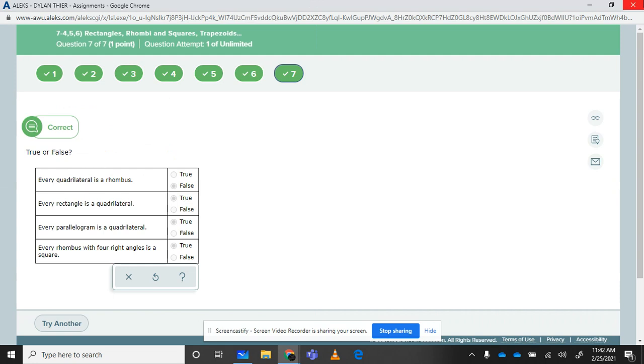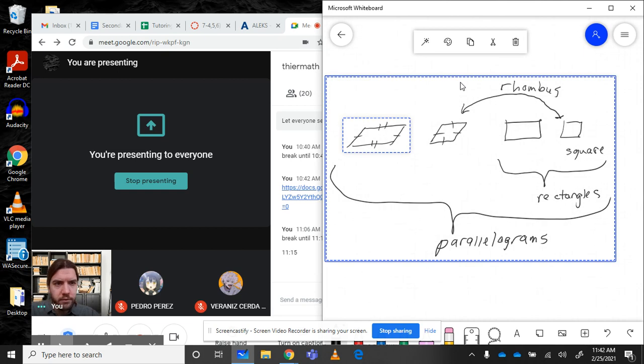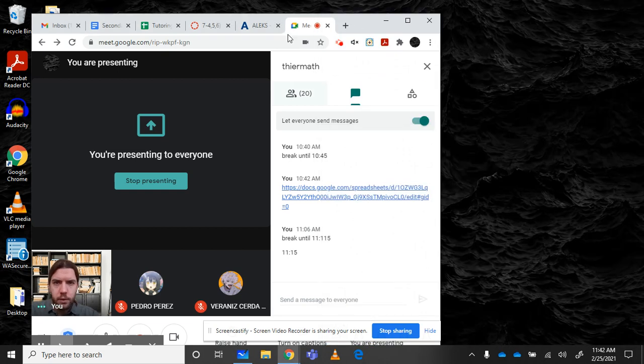Okay, so that was it for Wednesday, where we combined quite a few different lessons: rectangles, rhombi, squares, and trapezoids all into one big lesson there. Okay, so that is it.